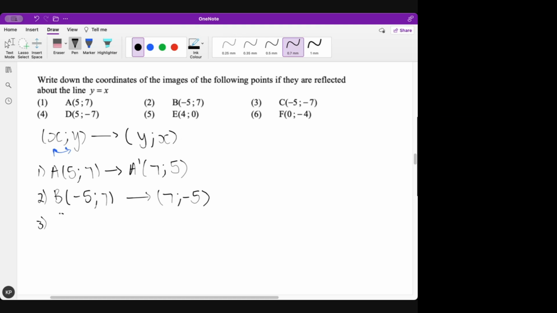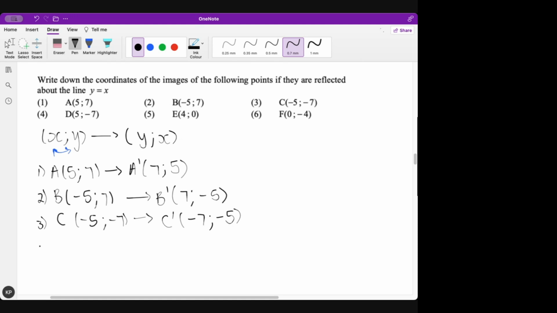Number 3, C starts off at (-5, -7). Nice, Seth. I forgot to write B prime here. I was wondering what's missing. B prime, (7, -5). See, guys, when you answer right and you make me excited, I stop writing the right things. C prime becomes (-7, -5).